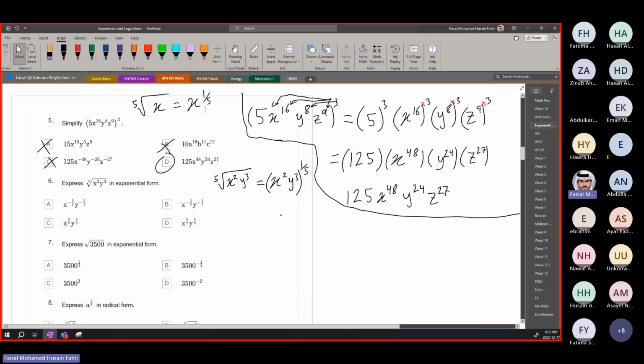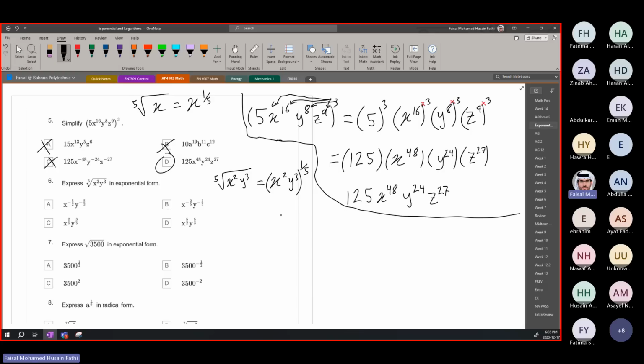So express this in exponential form. Then we can distribute this into y and x. So x squared to the power of 1 over 5, and then y cubed to the power of 1 over 5. This will become, obviously, we multiply: x^(2/5) y^(3/5), and that's it. So not minus, 2 over 5, 3 over 5. It's this one, not 5 over 2. All right?